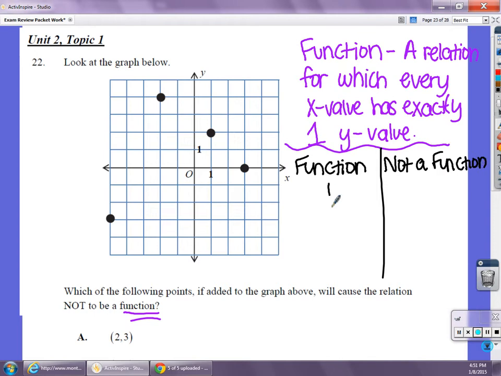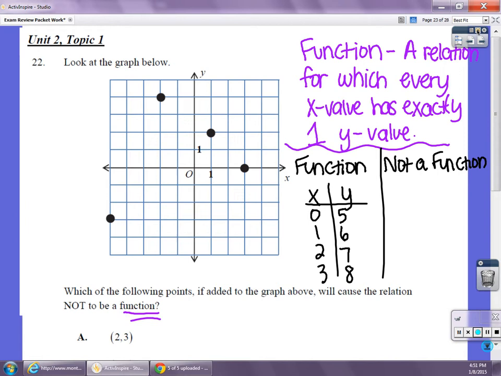Alright, I'm just going to use a table here to demonstrate. So we have a relation, so that's just between two variables, x and y. And let's say we have 0, 1, 2, 3 are our x values, and 5, 6, 7, 8 are our y values. And so if you notice, we have 4 unique values of x, so we don't have any x values that repeat. Let's look at what is not a function.